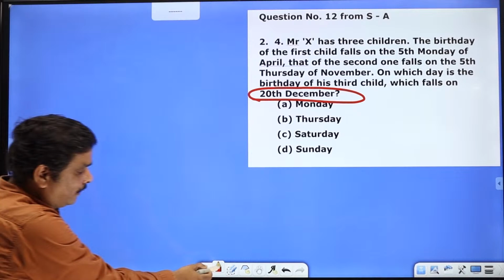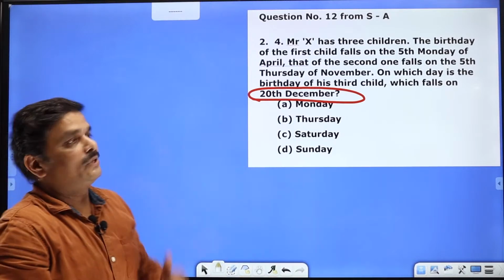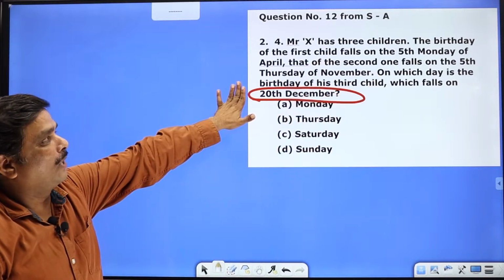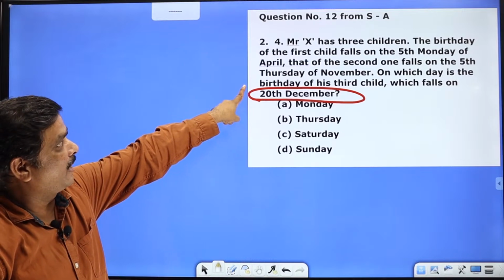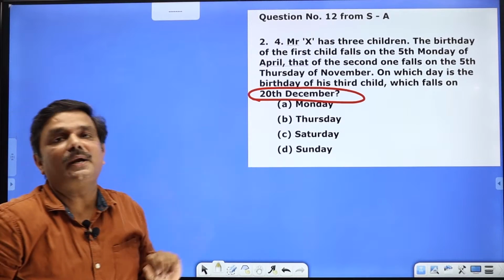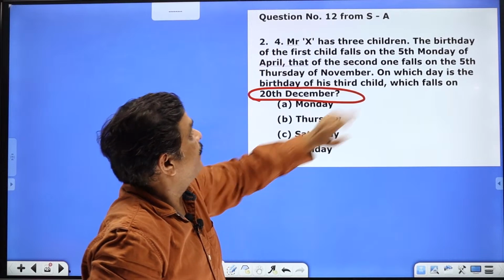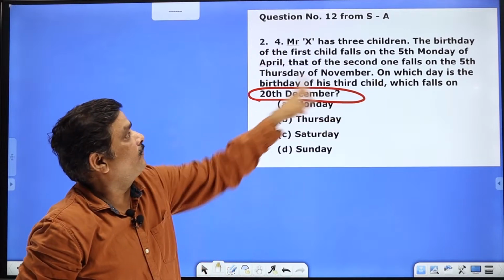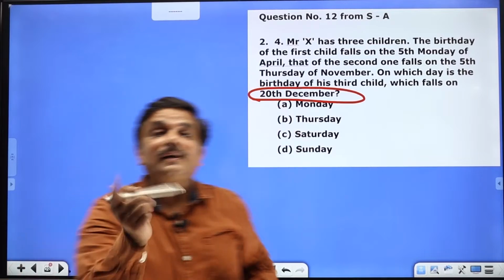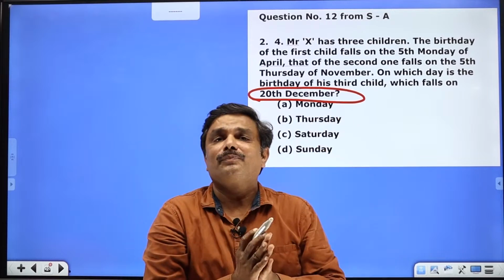Now think a little carefully, students. If you go logically, you can rewrite the question like this. They have given 5th Monday of April, one clue. Based on that, I need to find out what is 5th Thursday of November. The dates you need to find out. What day was it on 5th Monday of April? Then what day was it on 5th Thursday of November? Based on that, you need to find out what day was it on 20th December of that particular year. Can't you do this one?